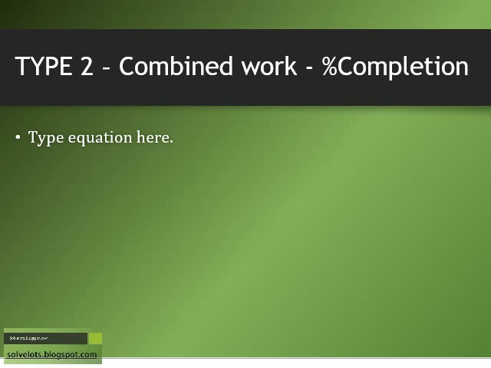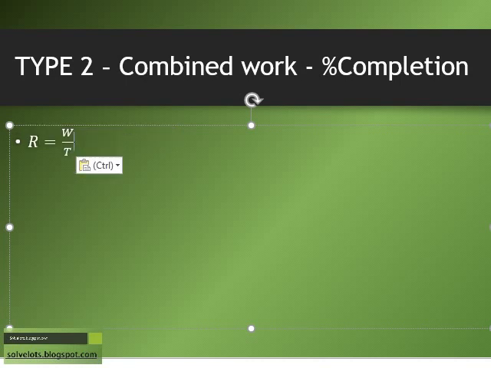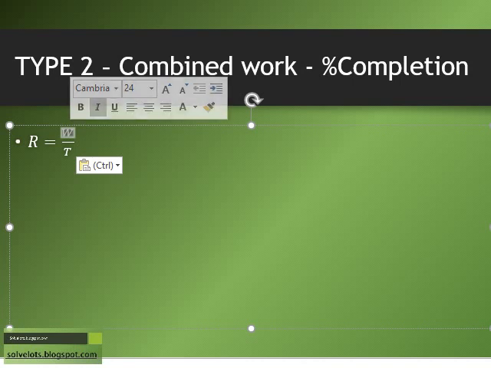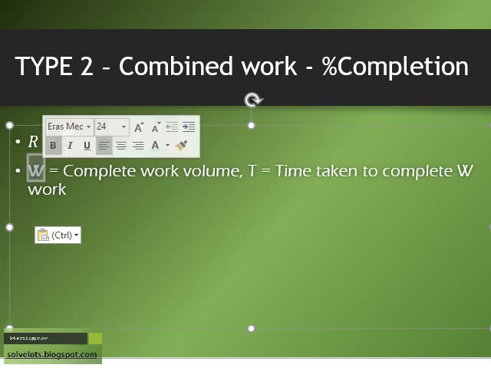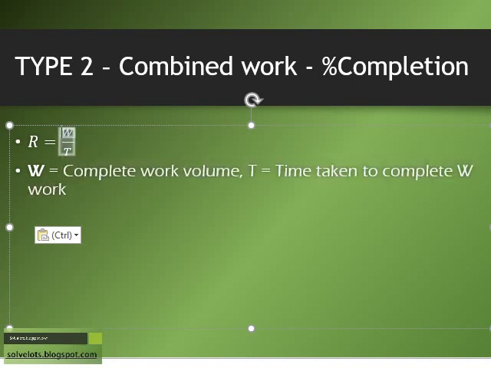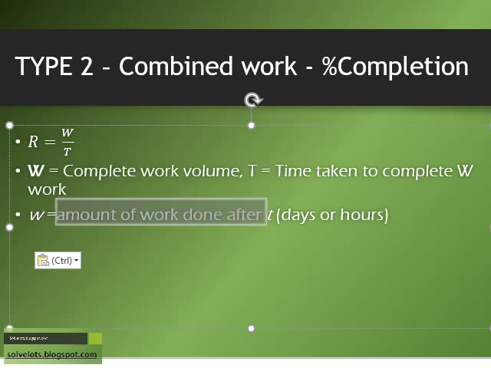So as we proceed, just try to recall from the last class that we said the rate, or work speed or pace, is the amount of work you can do per time, how soon you can finish a task. Okay, remember that. Now let us define these terms. If capital W is the complete work volume, and T is the time taken to complete all W work. What about if we say small w is the amount of work done after small t days?